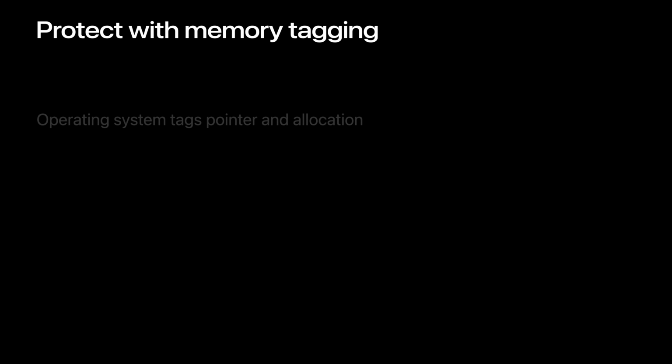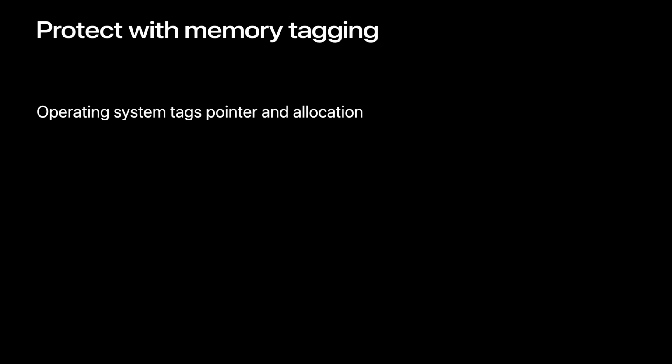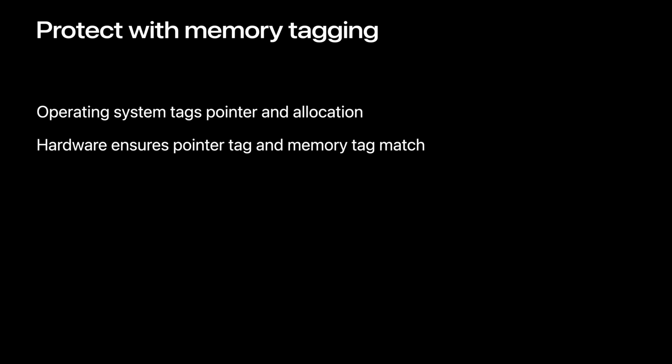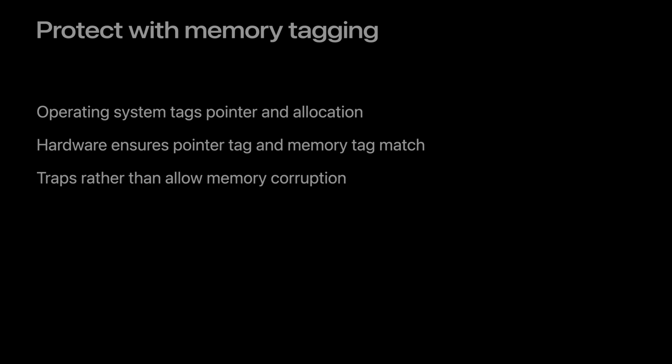Here's how it protects against memory corruption. The typed allocator associates a tag with each pointer and each allocation. The CPU then ensures that the tag in the pointer and the tag in the memory match. If not, that indicates a use after free bug or a buffer overrun, so the hardware safely traps rather than allowing memory corruption.